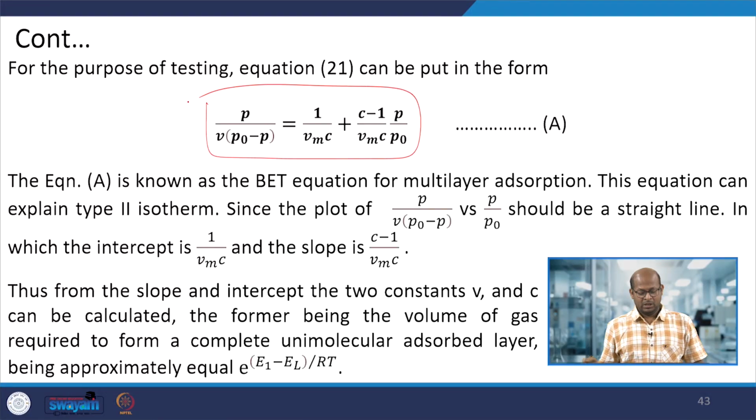The theory is developed step by step: monolayer formation, then multilayer formation, and how the final BET equation finally came about. That has been given here, so you can study it. Okay, thank you. So today is up to this.